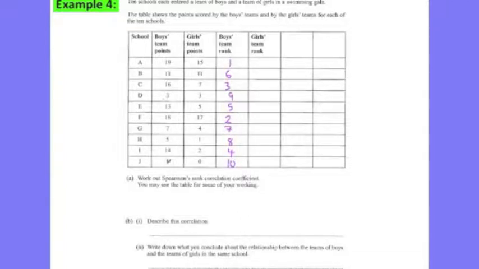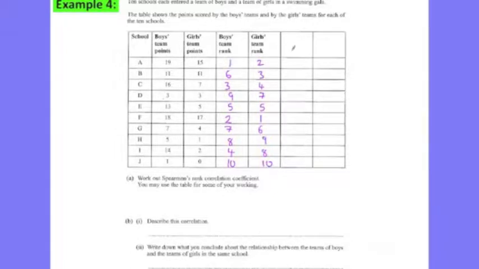Here, number 1, the lowest number of points. We can see here, this is also 10 as the lowest number. This is 9, 8, working in the right direction, 8, 7, 6, 5, 4, 3, 2, and 1. So that's our highest scoring team here, school F for the girls, 17 points.